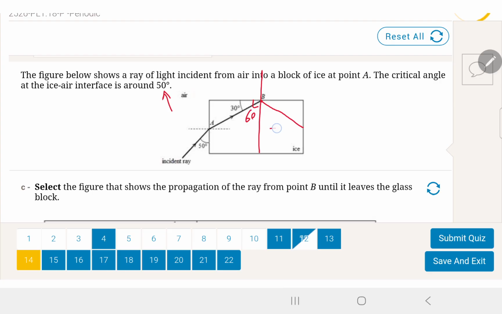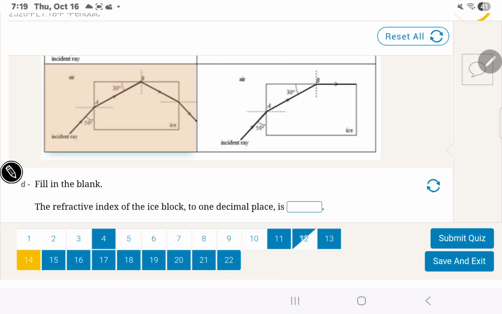Here again we draw the normal. That's the normal, and then we calculate. If this angle is 60, this is 60, and this is 30, because this angle is 90. So this angle here will be 60, and this angle here will be 30. Now, when it hits at angle 30, this is less than the critical angle, it will refract away from the normal, like this. So that's the option we have to choose, which is this one.